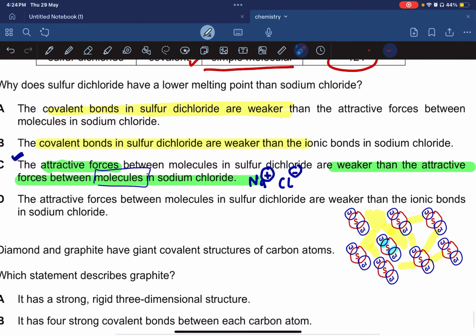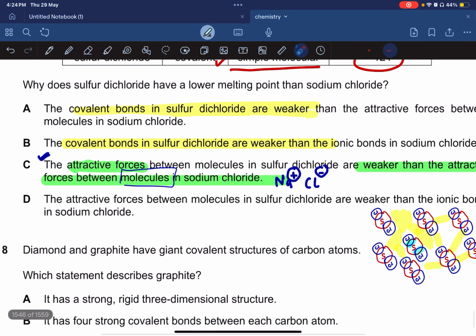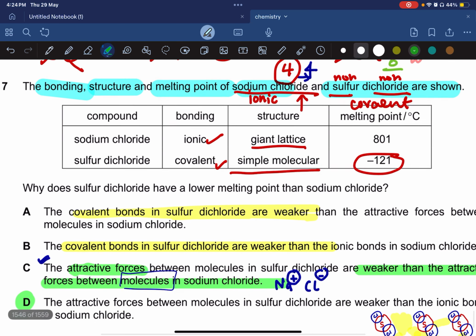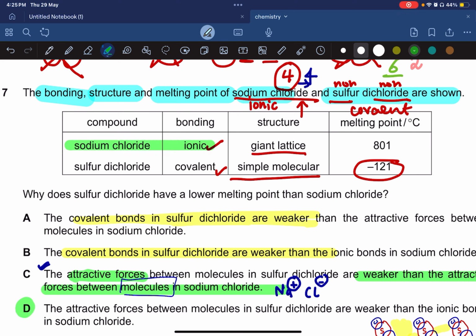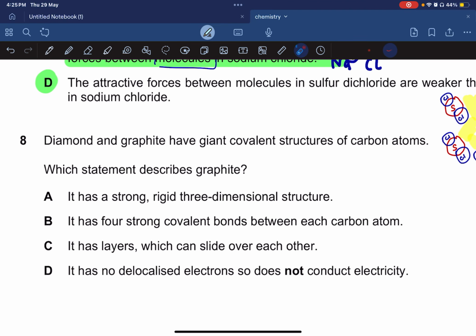Now option D, which says the attractive forces between the molecules in sulfur dichloride are weaker and the ionic bonds in sodium chloride. That was what we were looking for. Over here it was molecules, that was incorrect, but the ionic bonds in sodium chloride is correct, because whenever we are melting an ionic compound, what we are breaking is the ionic bonds. But when we are melting sulfur dichloride, we are not breaking the covalent bonds. What we are breaking are forces of attraction, or the intermolecular forces. I hope you understand this concept right here. So we're done with this MCQ. It was a bit tricky, which required some concepts, but moving on to the next one.